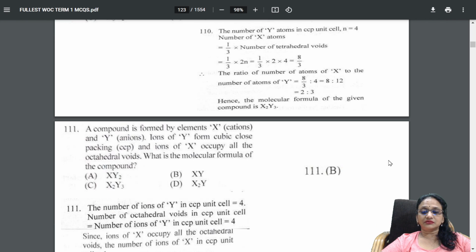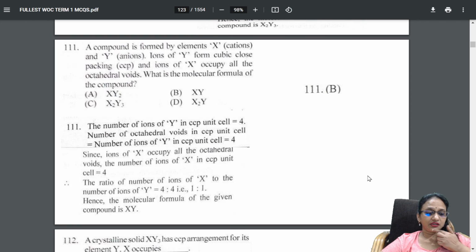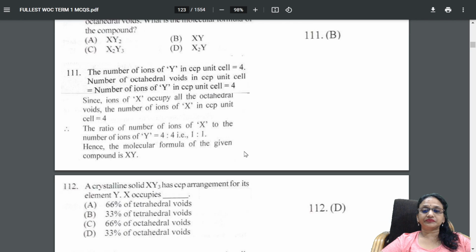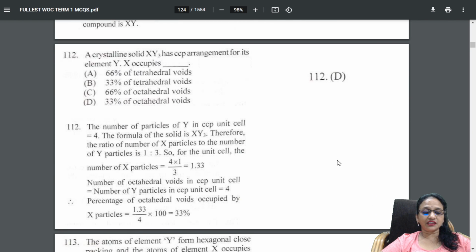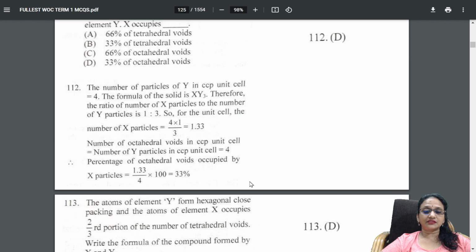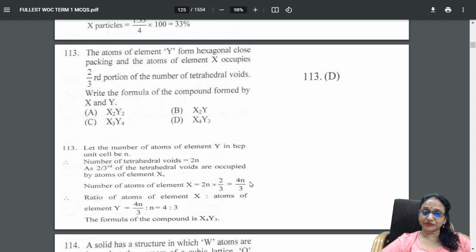Right. So next question. So here, basically, a compound is formed by the elements X cations and Y anions. So what is the formula? Formula questions also are asked. So a crystalline solid of XY3 in CCP arrangement, how much is the part present? How much ratio is left out? Like that. Then the atoms of the hexagonal close packing.